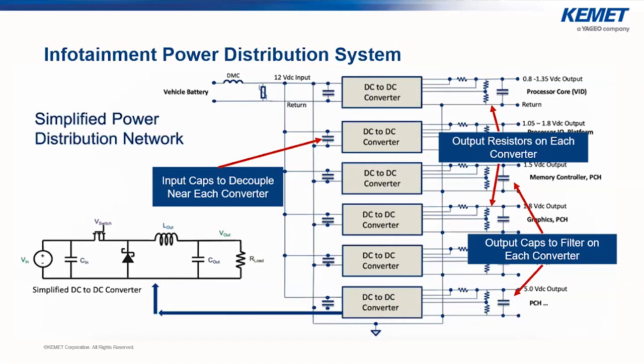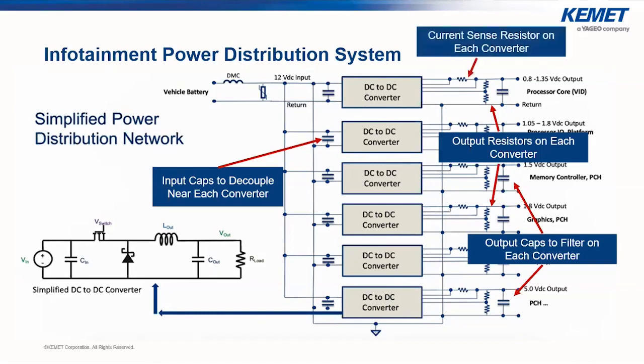This allows the DC to DC converter to adjust the pulse width modulation. It is going to reduce the pulse width if it needs to lower the voltage, or make it slightly bigger to increase the voltage, so that it can maintain the proper voltage on the output.